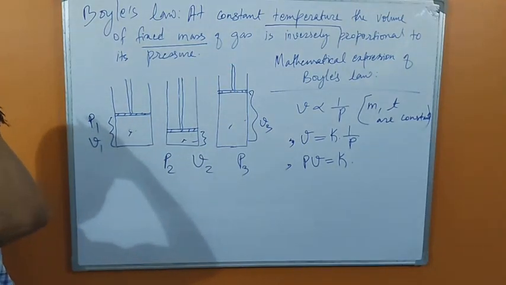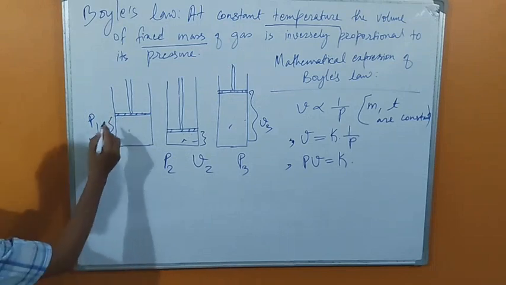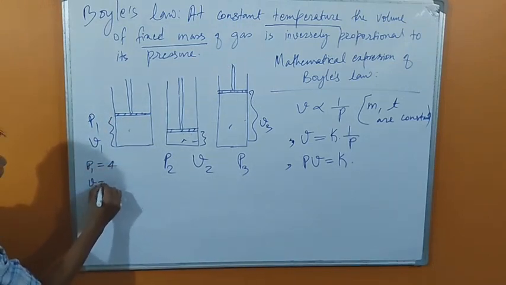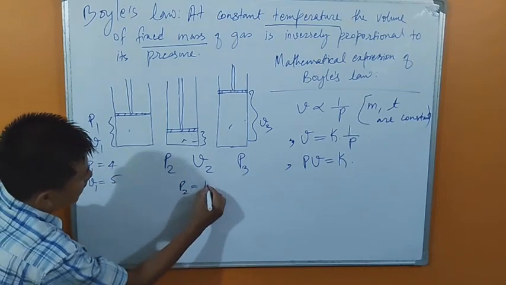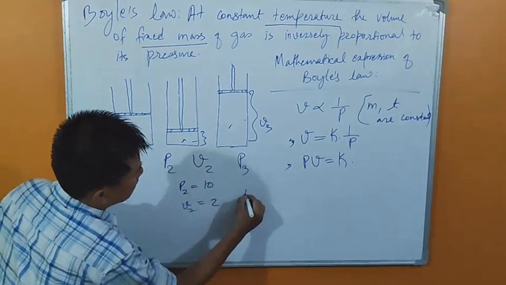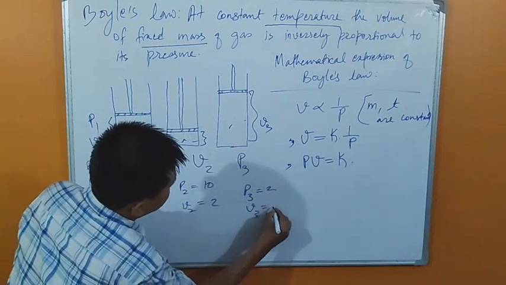Let us take an example here. Say P1 is 4 and V1 is 5. Here P2 is 10 and V2 is 2. Here P3 is 2 and V3 is 10. Okay.